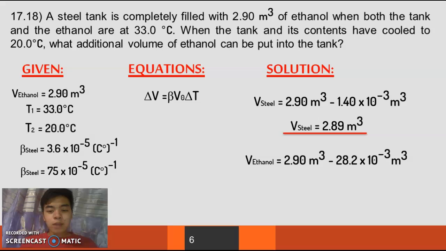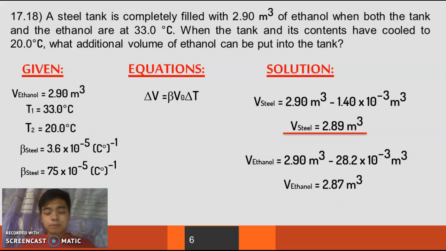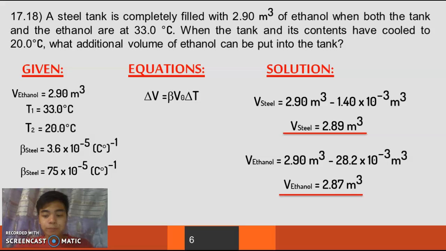As for the volume for the ethanol, it's just the same, but let's just change the change in volume to the change in volume in ethanol. So it is now 2.90 cubic meter minus 28.2 times 10 to the negative 3 cubic meter. It will give us a value of 2.87 cubic meter. This is now our volume for ethanol.